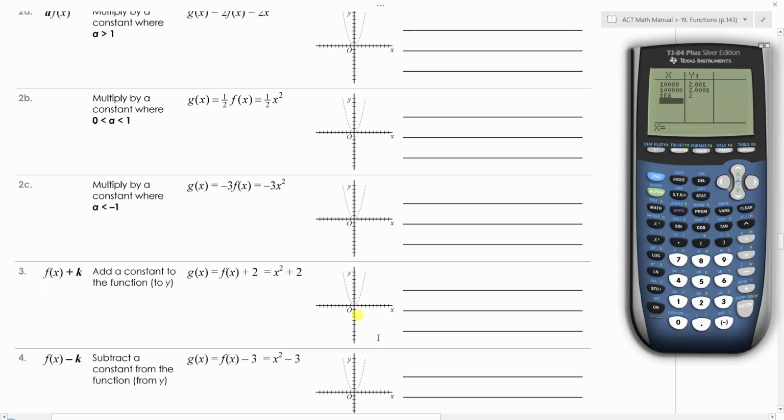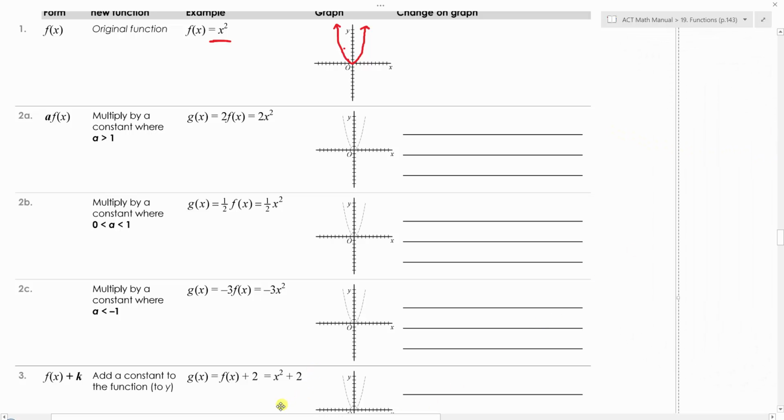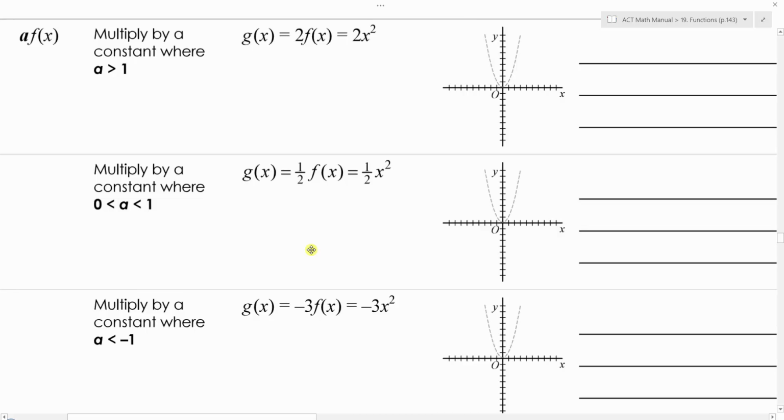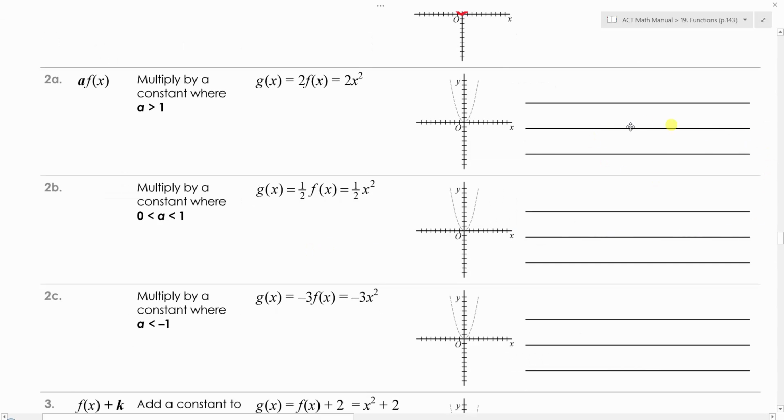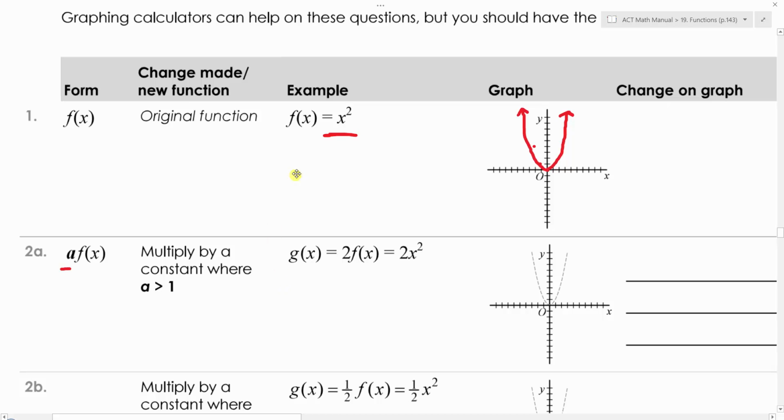So now what's going to happen when I start making some changes to this function? Well, I'm going to notice that there's some changes being made to the graph. Now, by the way, we can confirm all of this stuff by using the calculator. I'm not going to use the calculator in these cases, but if you wanted to see how this stuff was causing the graph to change in your calculator, you could do that. Let's start our discussion of these changes by putting a constant in front of our original function.